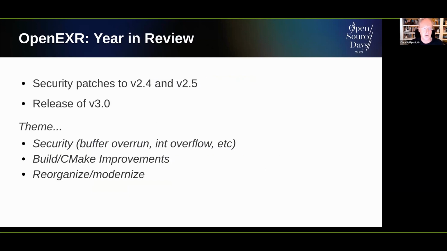Looking back over the last year, we've put out several patches to OpenEXR 2.4 and 2.5, and we made the release of OpenEXR 3, which we previewed at Open Source Days last year. The general theme of what's gone on in the last year is security, dealing with a variety of issues like buffer overruns, integer overflows, that kind of thing. A whole range of build and CMake improvements. And OpenEXR 3 represented a major reorganization and modernization of the library.